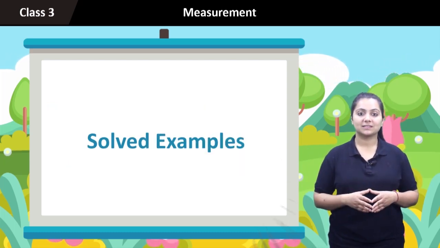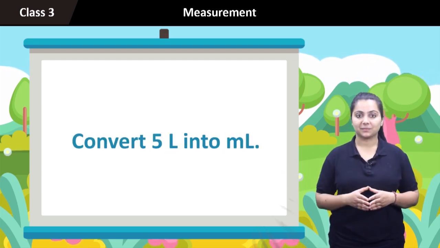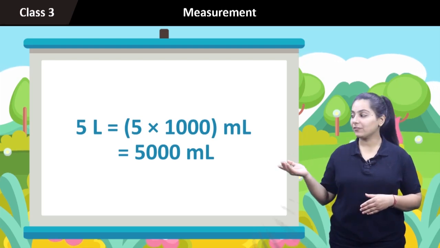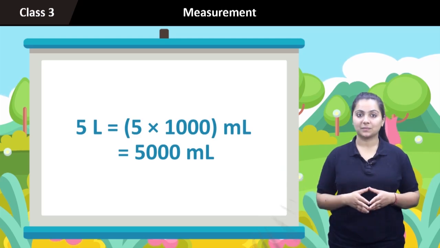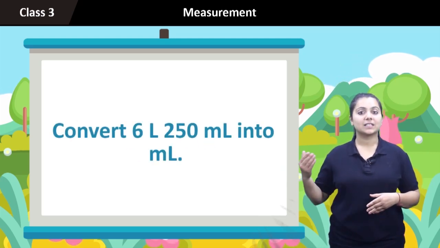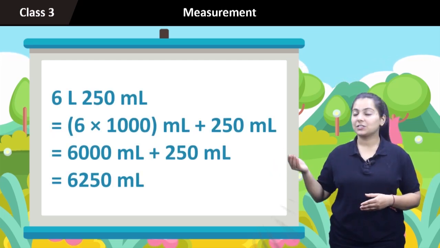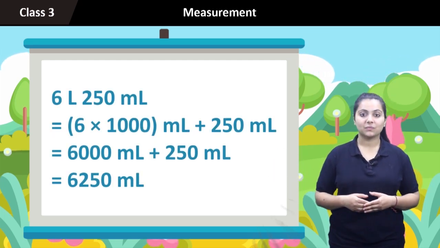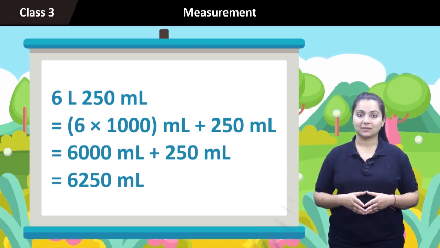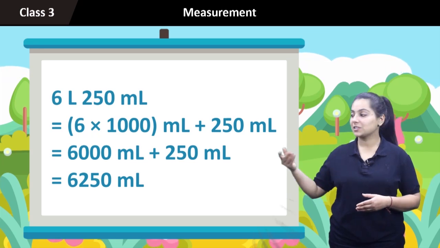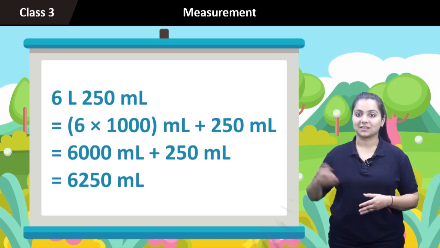Solved example. Example 1. Convert 5 liter into milliliter. 5 liter is equal to 5 multiplied by 1000 milliliter, that is equal to 5000 milliliter. Example 2. Convert 6 liter 250 milliliter into milliliter. 6 liter 250 milliliter is equal to 6 multiplied by 1000 milliliter plus 250 milliliter. 6000 milliliter plus 250 milliliter is equal to 6250 milliliter.